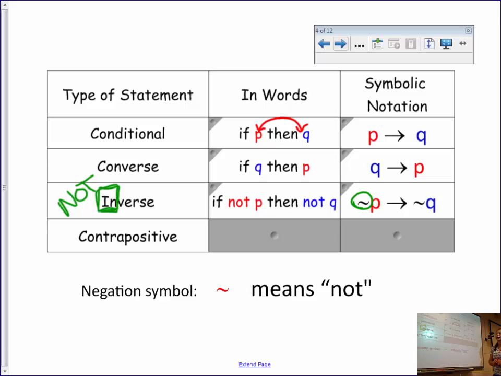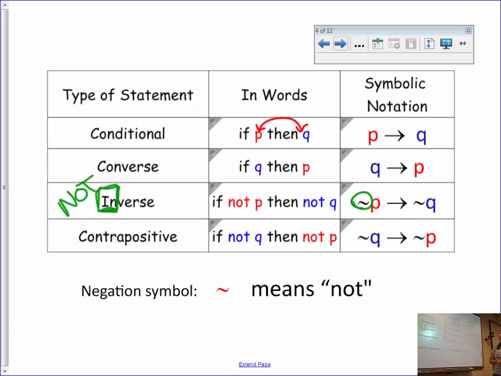Okay, the contrapositive is the longest word up here, so it does the most. So it's going to do the same things that we did with the converse and the inverse. It's going to switch the order and make it not. So if not Q, then not P. And here's your symbolic notation. And again, note that if I talk about the word negation, I'm referring to this symbol right here. I'm changing it from positive to negative or negative to positive.